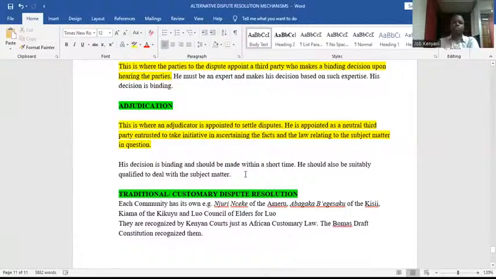Then you have traditional or customary dispute resolution mechanisms. This is where you go to the Council of Elders. Each and every community has the Council of Elders. In this case, they are usually recognized as some of the organs that can resolve disputes in the communities. They are recognized by the Kenyan courts, just as African customary law, as bodies that can resolve disputes. So you can go to the Council of Elders.